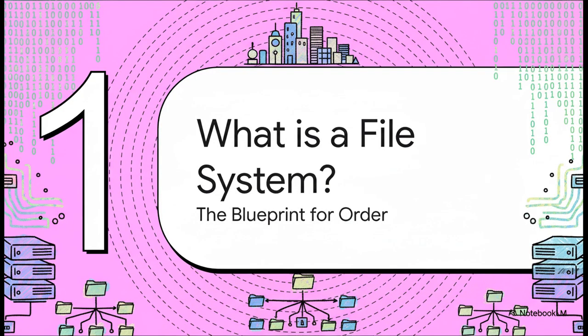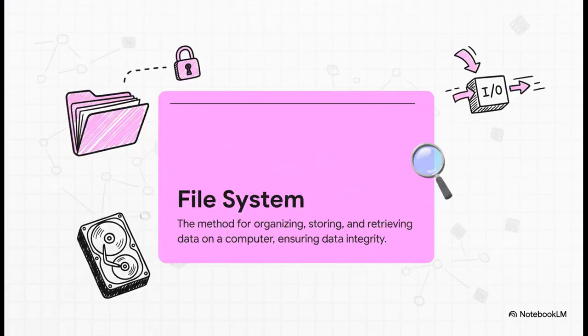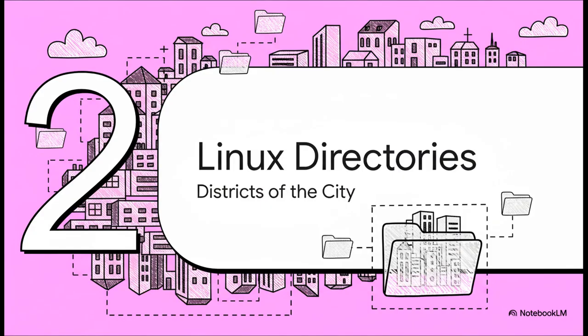Okay, so before we jump into our tour of this, let's call it a digital city, we really need to understand the blueprint first. I mean, what is a file system anyway? So at its heart, a file system is basically the rulebook, the set of structures that the operating system uses to handle all your data. And its job is really three things: organize everything so you can find it, store it safely, and pull it back up super fast when you need it. And, maybe most importantly, it makes sure that the file you open is the exact same file you saved. No corruption, no missing pieces. That's data integrity.